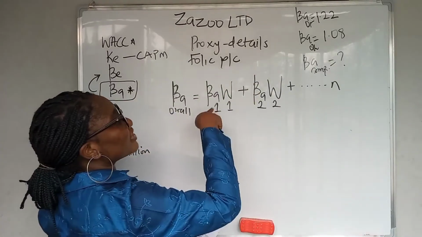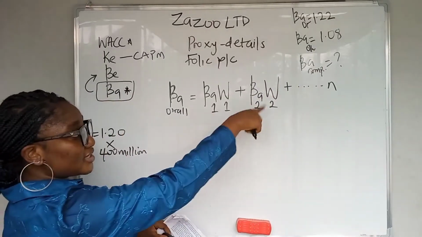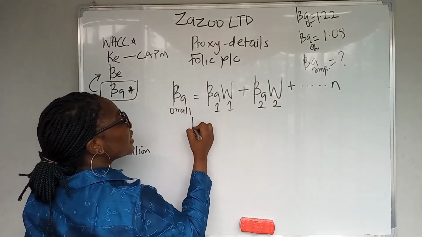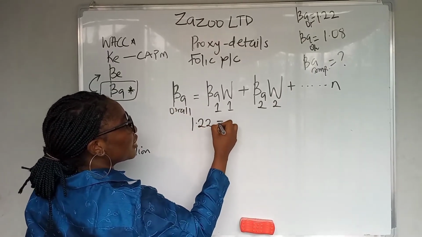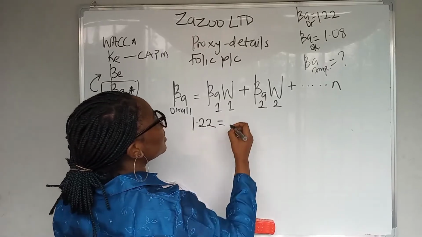Now, what is the first aspect of this business? Other aspect and component business. Component aspect, right? And the component is what we are looking for. So your overall BA is what? 1.22 equal to, what is the business risk of the other aspect?